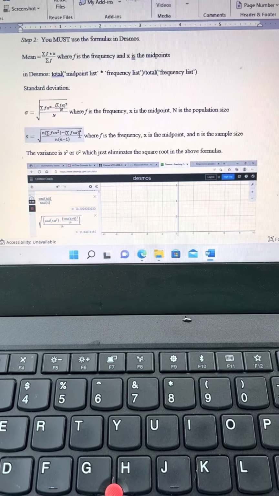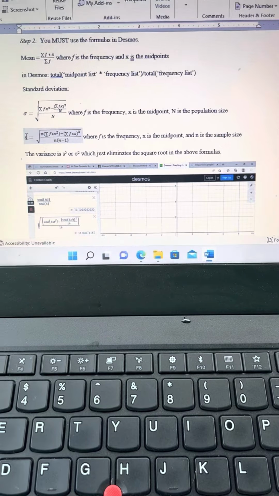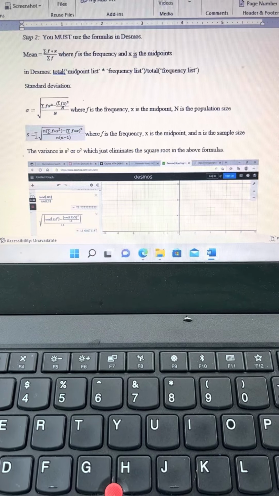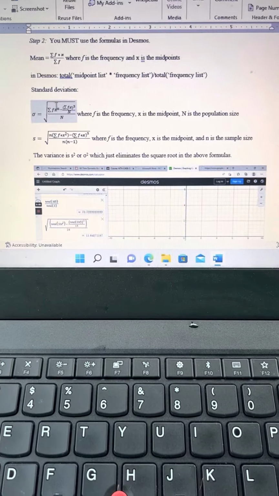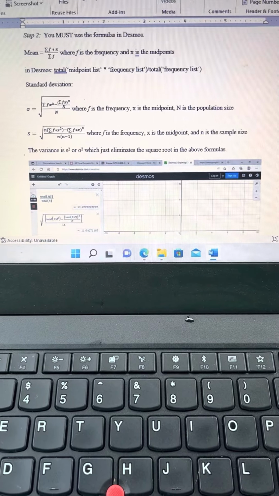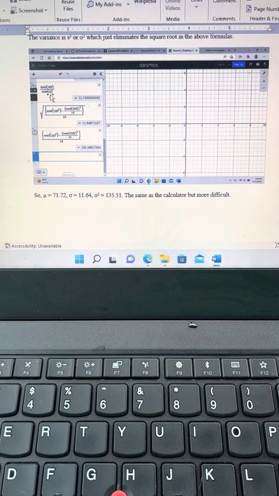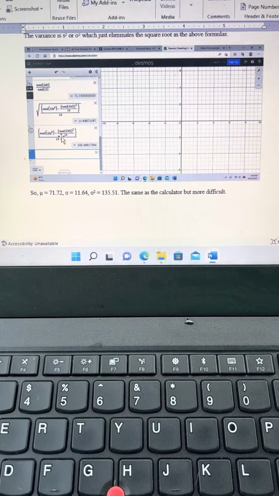So on the cookie video, I did this one because it was not a whole pack of cookies. It was a sample of those cookies. For this particular problem on this document, you would have to use this one because it's a population. It's all the students in the stat class. And so when you do that, you get the same answer as the calculator gives you.